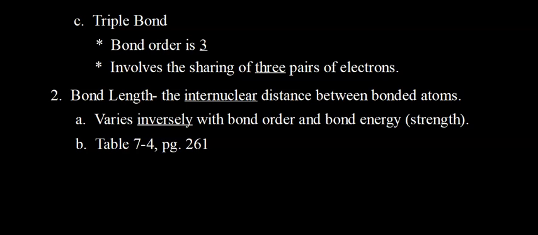So we just talked a little bit about it. Bond length is the internuclear distance between the bonded atoms, or simply the length of the covalent bond. This varies inversely with bond order, meaning the higher the bond order, the shorter the bond. There's a table in your book on page 261. It shows a relationship between bond energy and bond length, and bond order and bond length. So double bonds are shorter than single bonds, and triple bonds are shorter than double bonds. And we'll get to bond energy next.